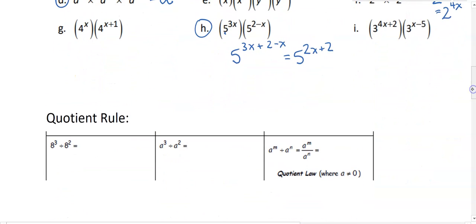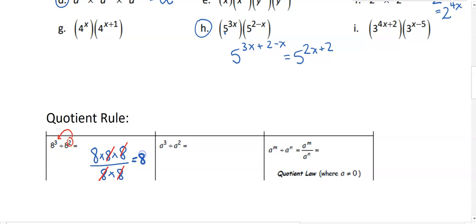Alright, the quotient rule, similar to the product rule. This time we're dividing. So if I have 3 a's, and I'm dividing by 2 a's, then I am canceling if they are the same factor. So if they're the same factor, we're canceling 2 x's out of the 3 x's. And since you're canceling, you are losing them or removing them or taking them away. So I am taking 2 a's away from the 3 a's, and I'm left with 1 a.